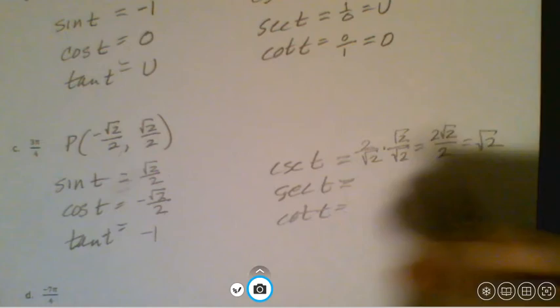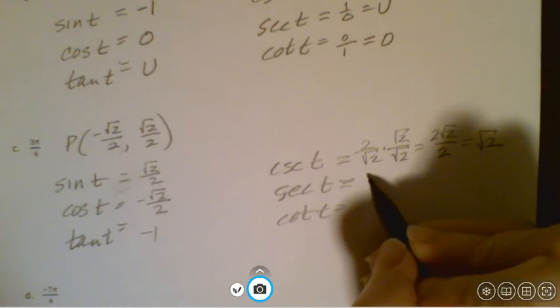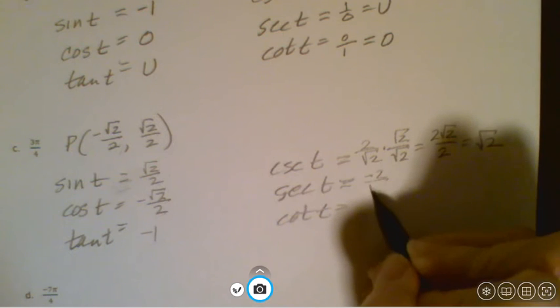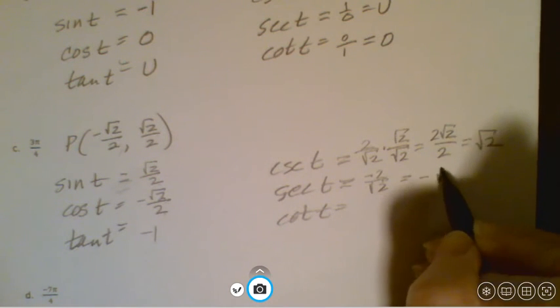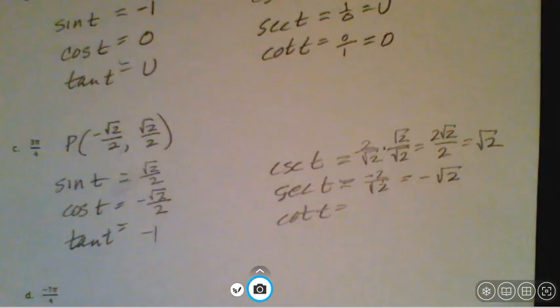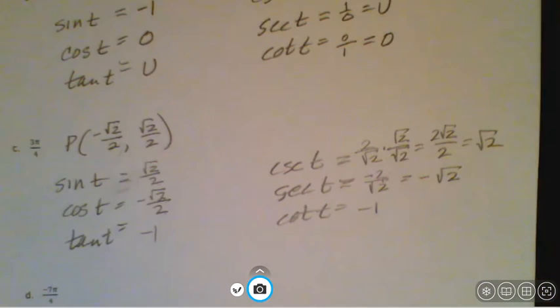Secant. Same thing happens, doesn't it? Because you have negative 2 over the square root of 2, so that ends up being negative square root of 2 for the same reason. And cotan, of course, the reciprocal of negative 1 is negative 1.